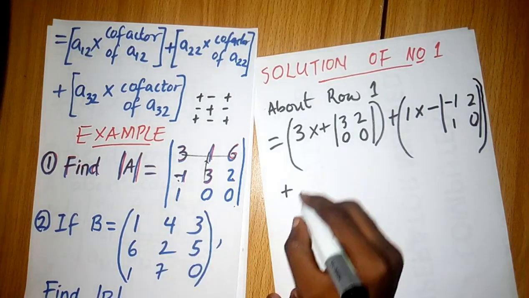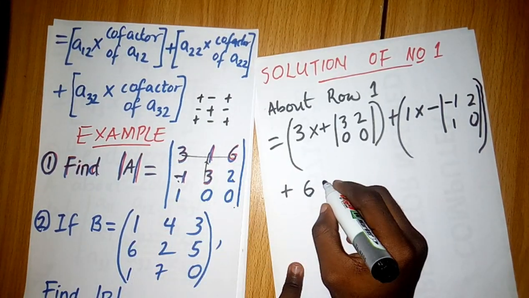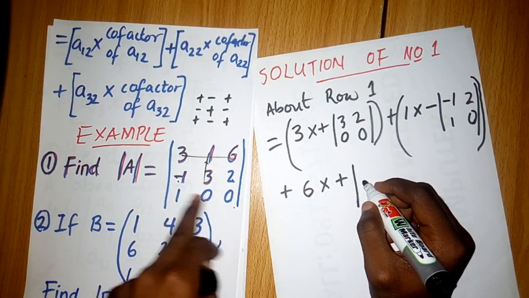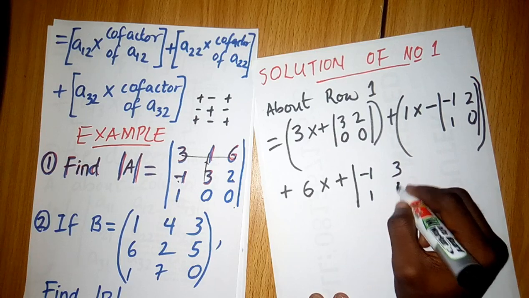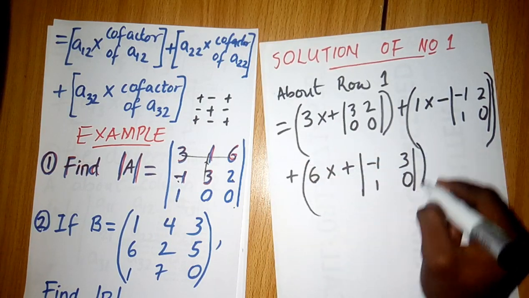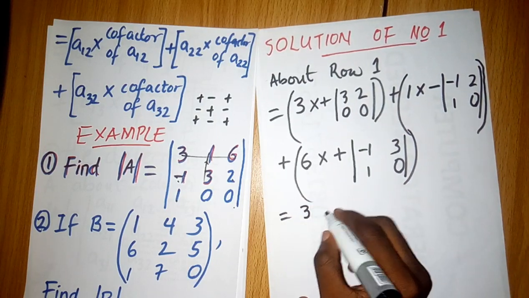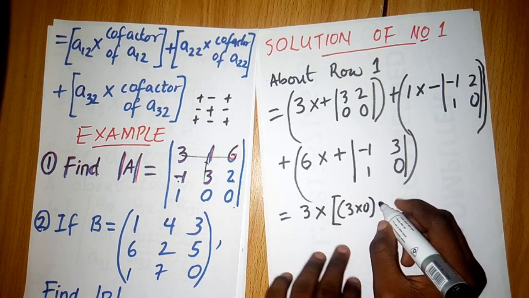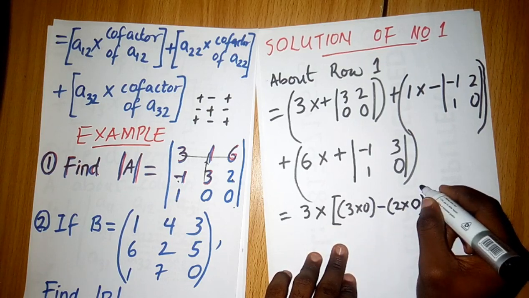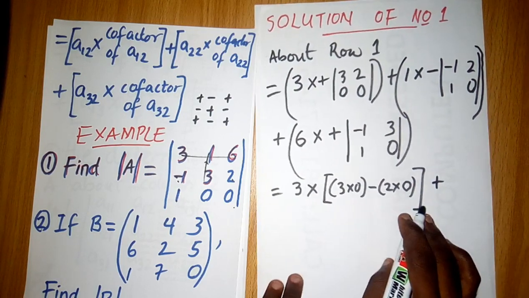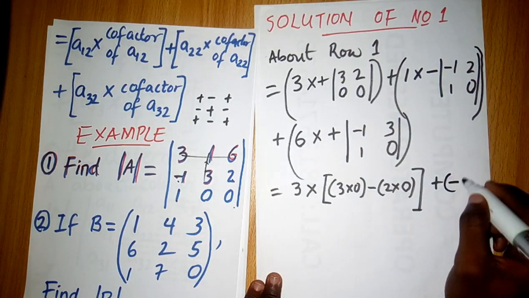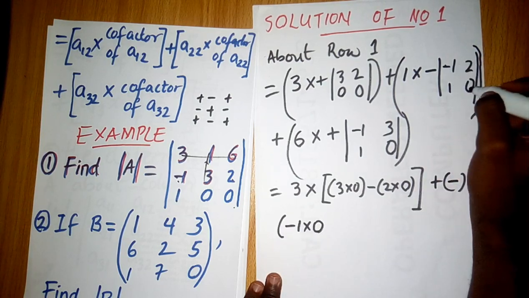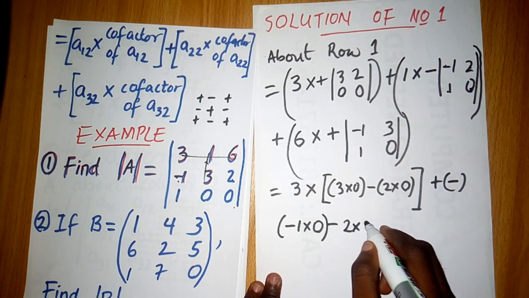Then plus 6 times the cofactor of 6, that is positive, so plus minus 1310. So this is going to give us 3 times (3 times 0 minus 2 times 0), plus, so minus now, so that will be minus 1 times (minus 1 times 0, minus 2 times 1).